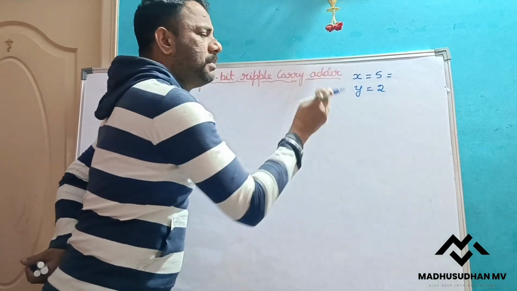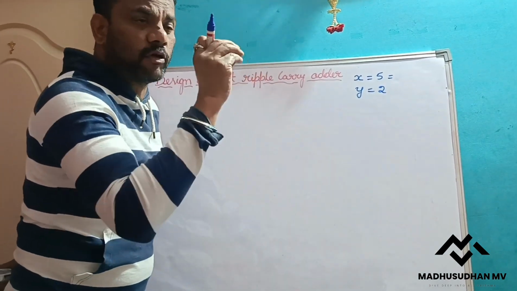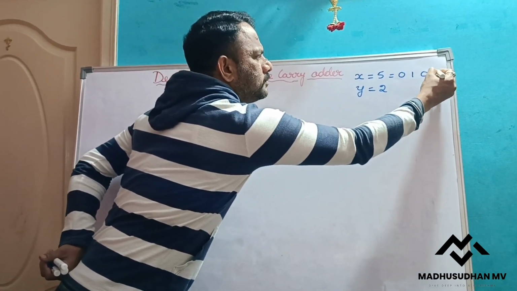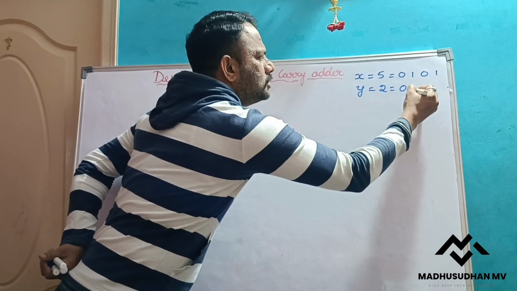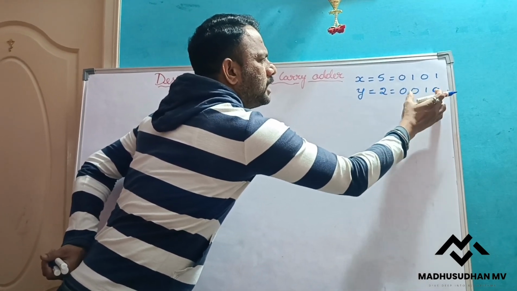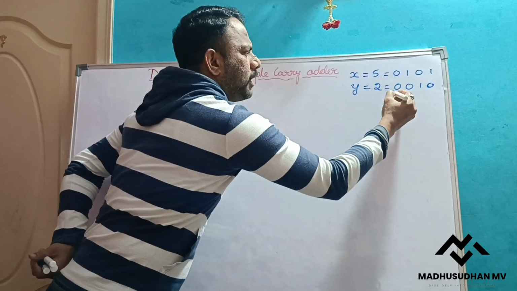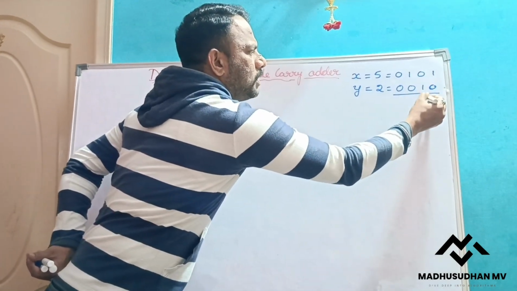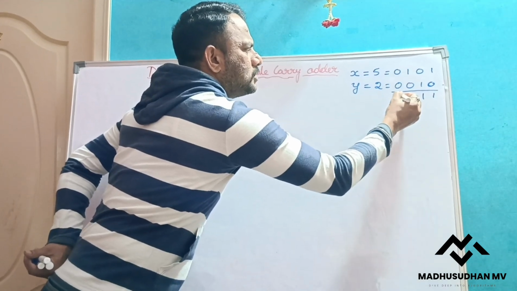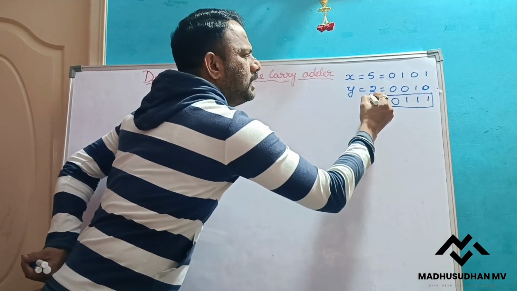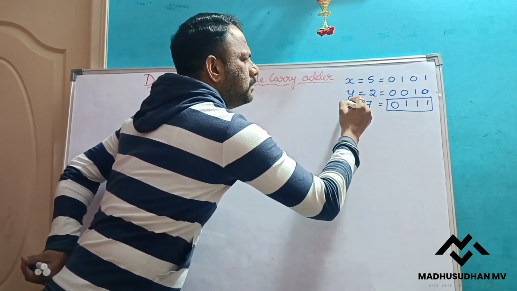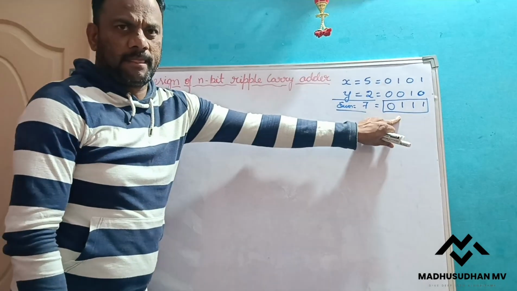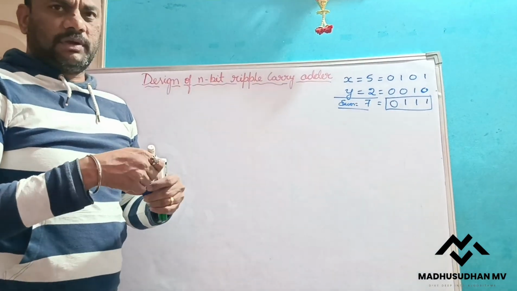x is equal to 5. Because our processor will do everything in terms of binary, I am writing the same 5 in binary. I am using 4 bits: 0101 is the binary equivalent of 5, and 0010 is the binary equivalent of 2. When I add this, what happens? 1 plus 0 is 1. 0 plus 1 is 1. 1 plus 0 is 1. 0 plus 0 is 0. This is nothing but 7, as expected. So this is the sum, 7, in binary. This is very clear, right? It's very, very simple.